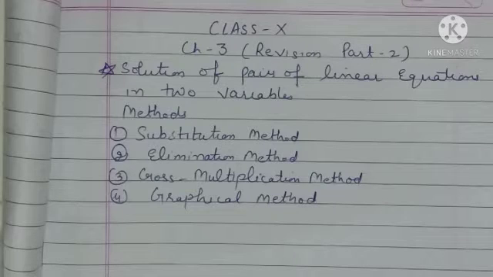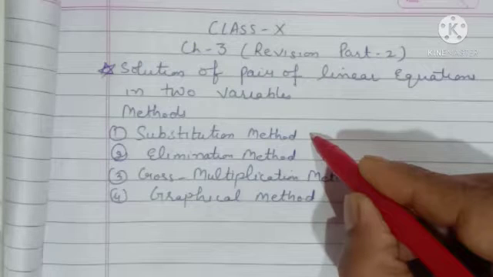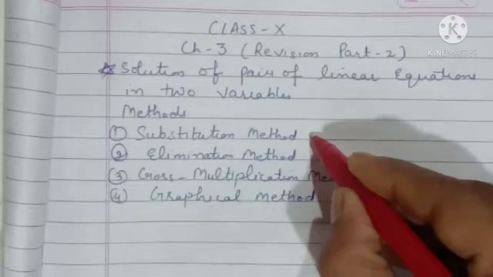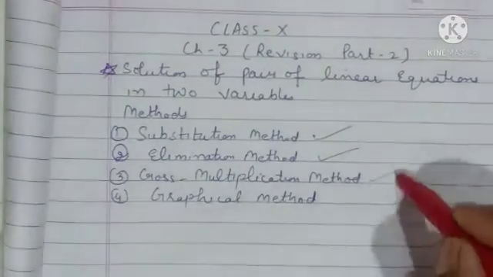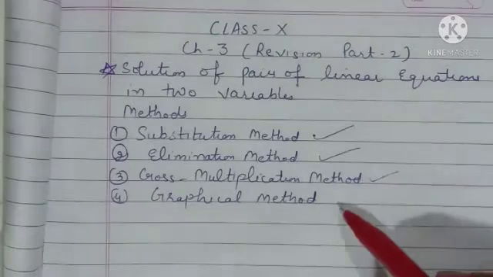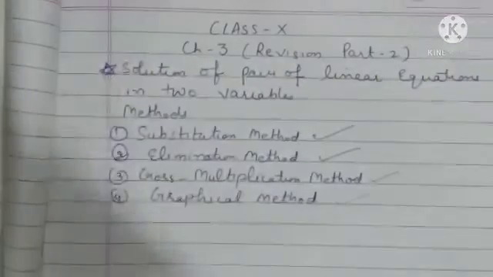As we have done previously, we have four methods to solve a pair of linear equations in two variables. The first one is the substitution method, the second is the elimination method, the third is the cross multiplication method, and the fourth is the graphical method. In today's video, we will discuss the first two methods. By taking one example, I will solve it with both methods, substitution and elimination. So let us continue with our example.